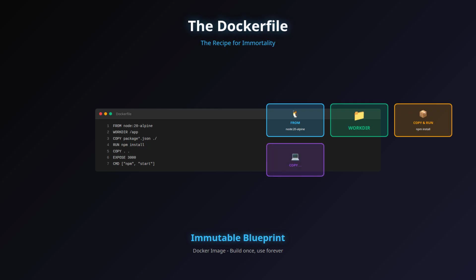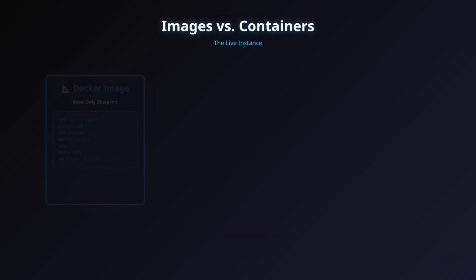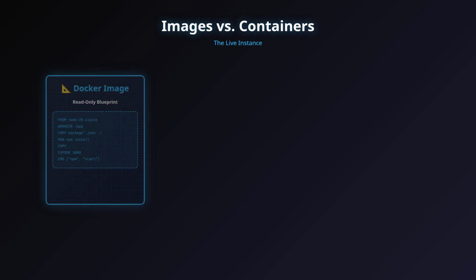When you run docker build, Docker reads this Dockerfile and creates an immutable image. Every layer is cached, every step is reproducible. This Dockerfile becomes your blueprint: build once, use forever. Let's clarify something important. A Docker image is not a container. An image is a read-only template, a snapshot of your application and its environment.